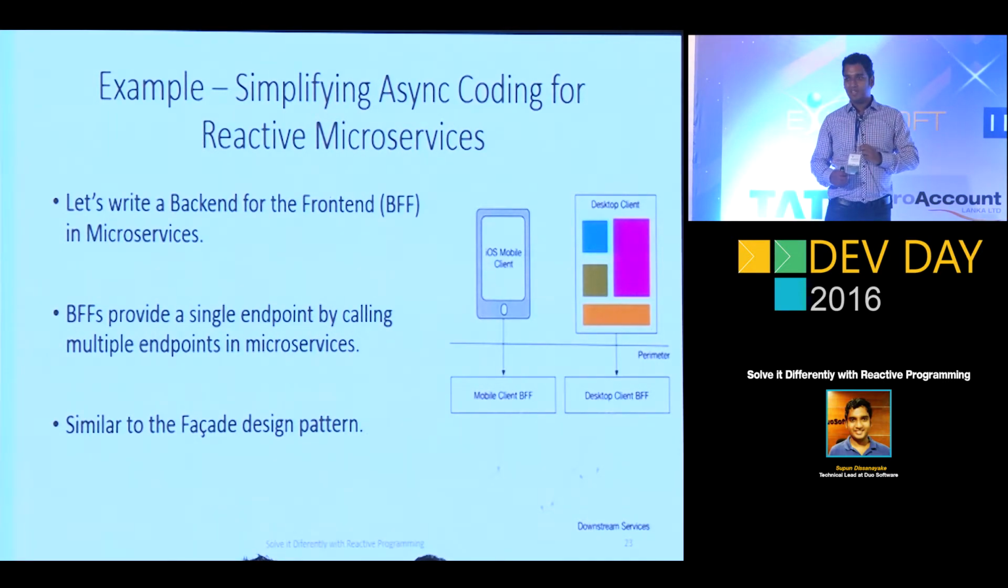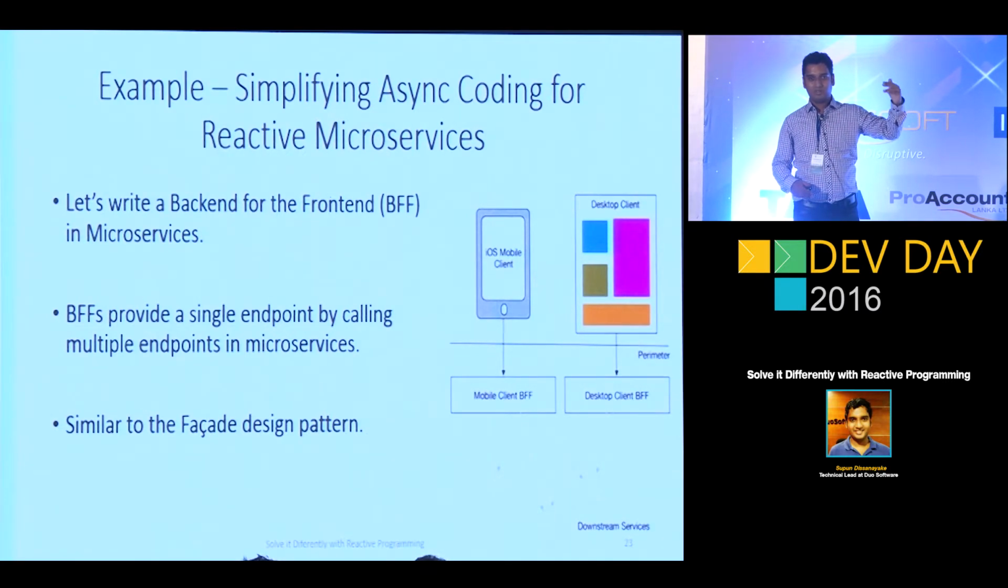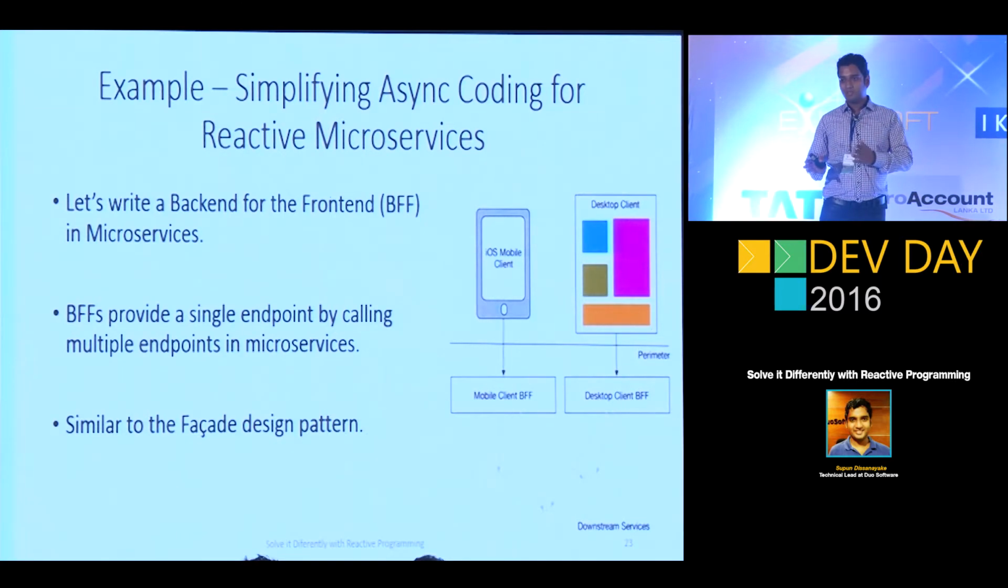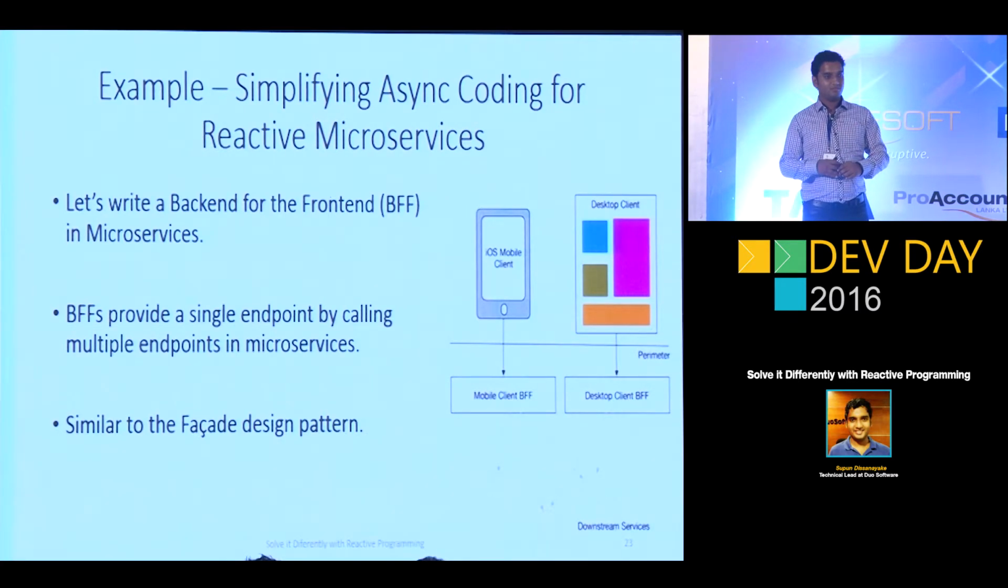And with that backend for frontend, you can call all the other services, and then you can present the results as one to the user. The other advantage is that mobile, desktop, and web clients have different backend frontends that will suit the data needs of those, and that's actually similar to the Facade design pattern.